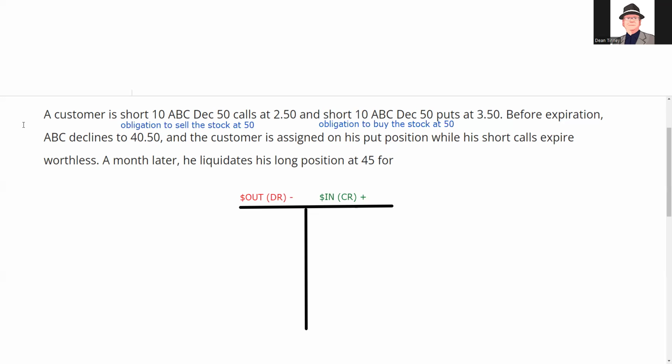Okay, so now we need to track the money. Fire up the T, track the money. So we brought in 2.5 for the calls. We brought in 3.5 for the puts. Before expiration, ABC declines to 40.50.